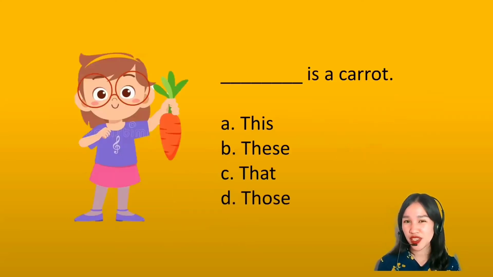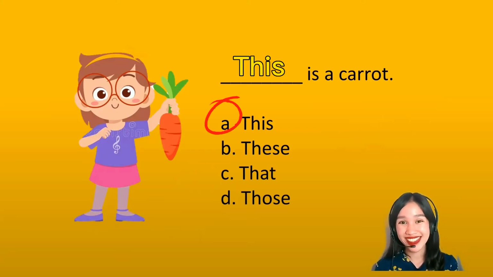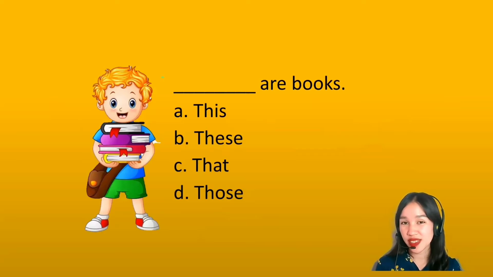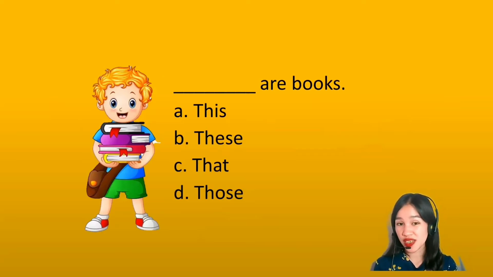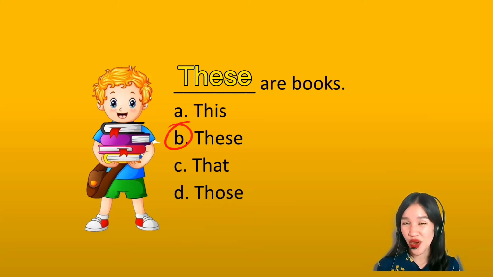Now, how about this one? Blank is a carrot. A, this, B, these, C, that, D, those. If your answer is this, you're correct. This is a carrot. How about this one? Blank are books. A, this, B, these, C, that, D, those. If your answer is these, you are correct.